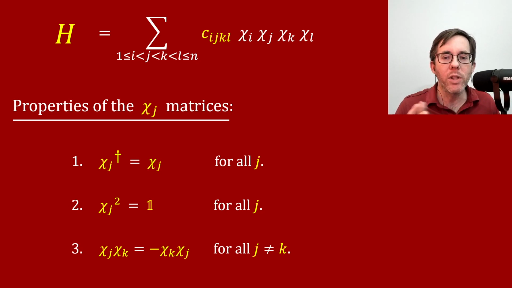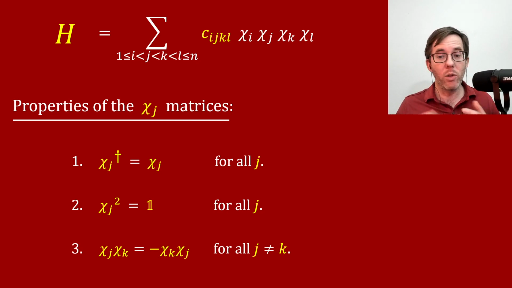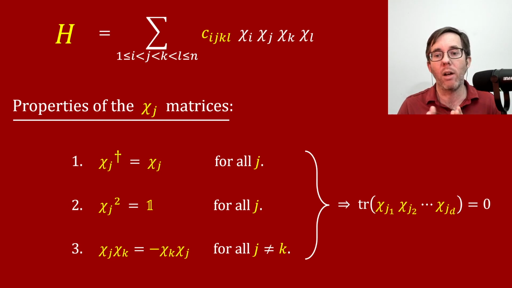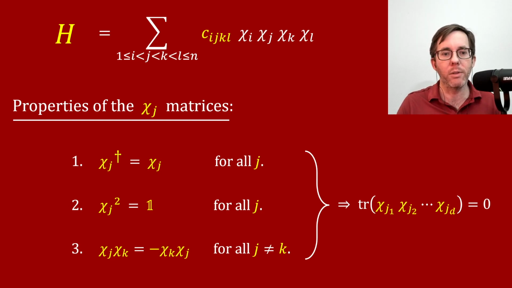There's a certain sense in which these three properties characterize everything there is to know about these 2^(n/2) by 2^(n/2) matrices. Indeed, it's not too hard to show that if the chi_j's are any matrices satisfying these three properties, then the set of eigenvalues of h is unchanged. Okay, it just so happens that 2^(n/2) is the smallest dimension in which you can find these matrices. Since we're here, let me mention one more property of these matrices, which is a fun, tiny exercise. It's that the trace of chi_j is 0, and more generally, the trace of any product of one or more distinct chi_j's is also 0.